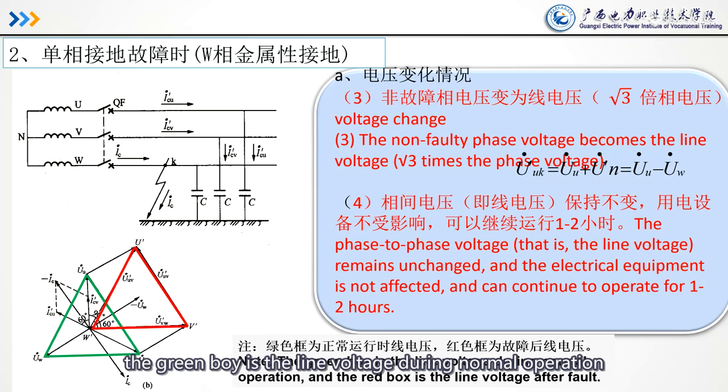The green bar is the line voltage during normal operation and the right box is the line voltage after the fault. You can see it over here.